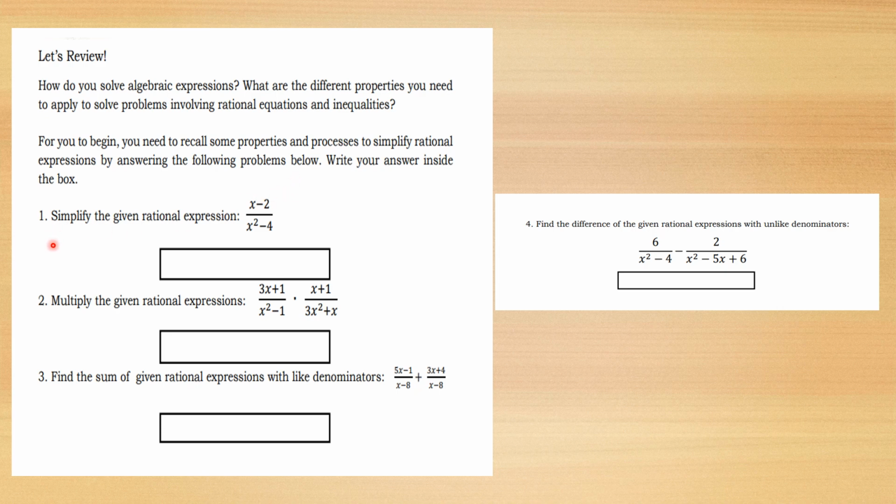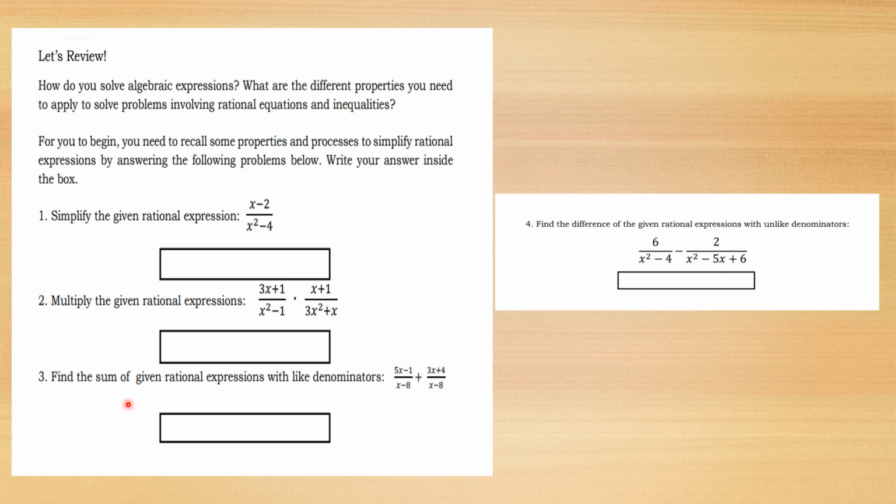So, number 1, let us simplify the given rational expression. x minus 2 all over x squared minus 4. The second is to multiply the given rational expressions. 3x plus 1 all over x squared minus 1 times x plus 1 over 3x squared plus x.